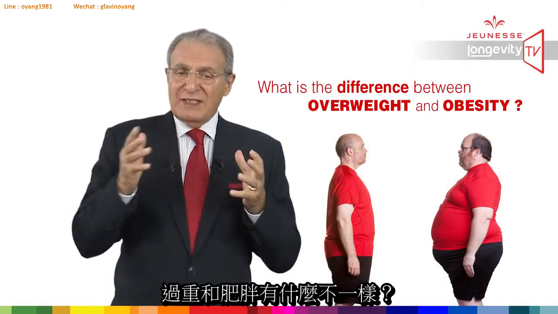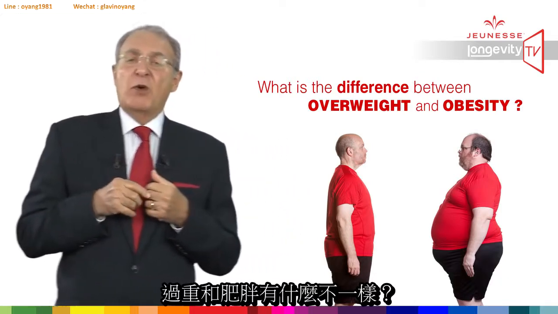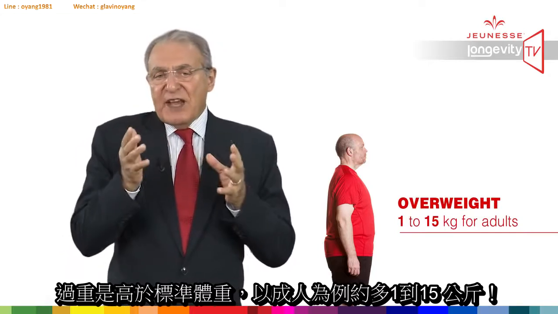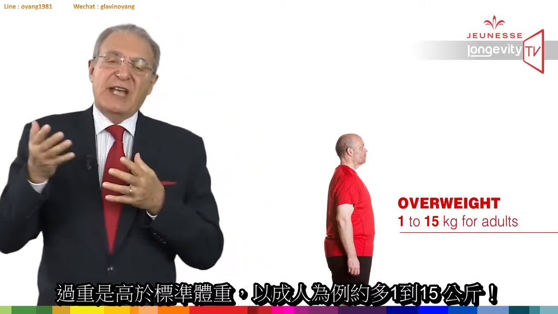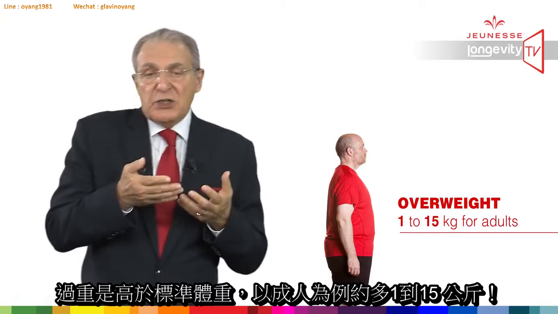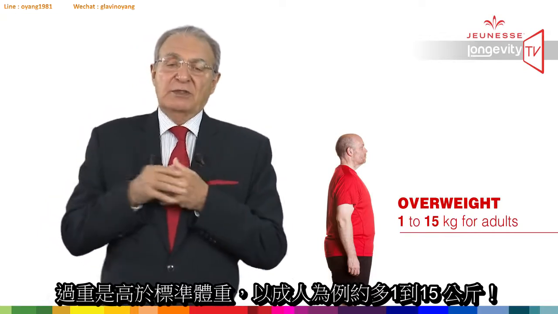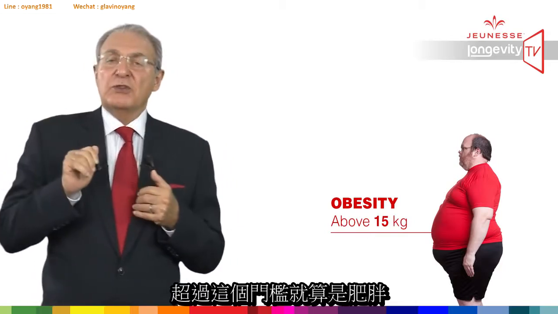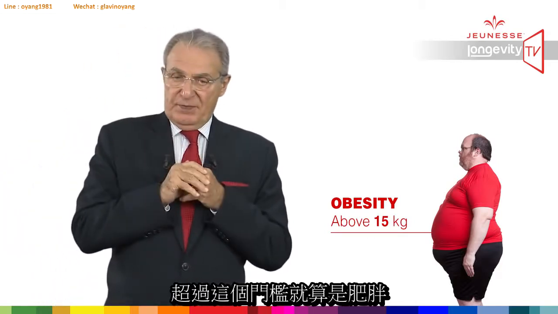So, what is the difference between overweight and obese? Overweight means that you gain only a few kilos above standard, from 1 to 15 kilos for adults. Above this threshold, you're considered as obese.